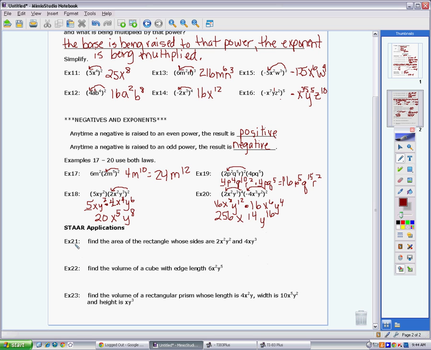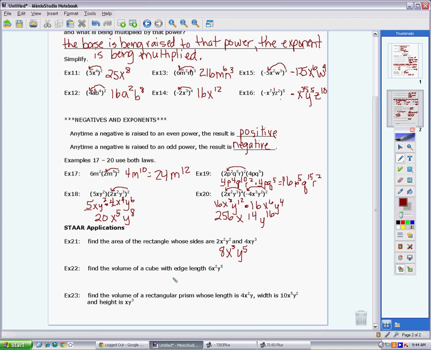Okay, star examples. Okay, find the area. Well, area is length times width, so I'm going to be multiplying these two quantities together. So I get coefficients, 2 times 4 is 8. And then I multiply my bases. I have 2 here, 1 here, so I've got x to the 3rd power, and y squared times y to the 3rd. I'm going to add the exponents and get y to the 5th. So that's the area, 8x to the 3rd, y to the 5th.